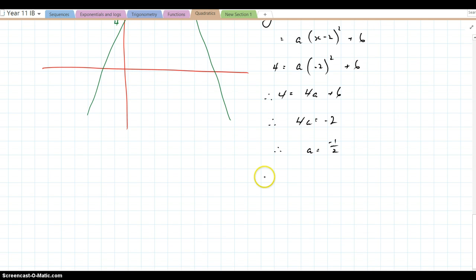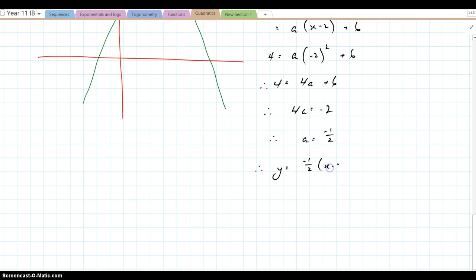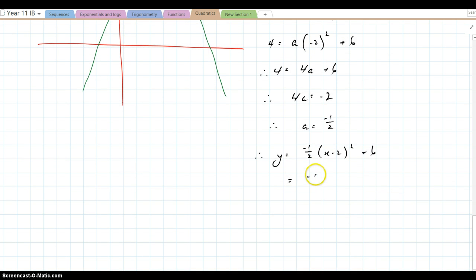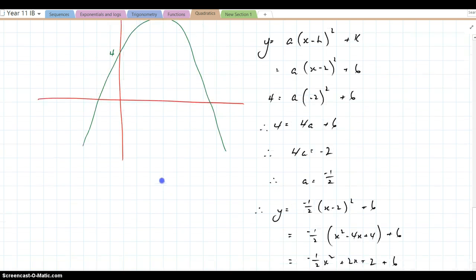So my equation is y is equal to minus 1/2 (x minus 2) squared plus 6, but I can't leave it in that form. Off I go again. Square this out, so it's x squared minus 4x plus 4, put a plus 6 on the end there, and now I'm going to have minus a half x squared plus 2x plus 2 plus 6.